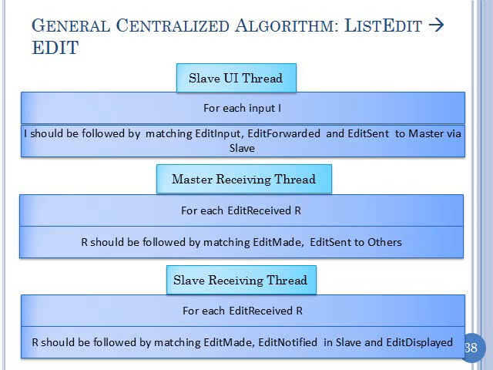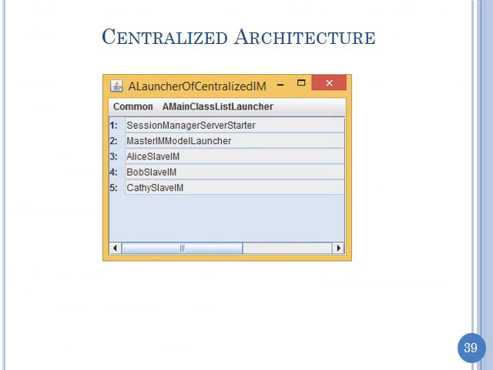Okay? And just to make this all very concrete, in our example, if we have n users collaborating, we had n plus 1 processes before. Now we have n plus 2 processes, because we have a process for the model also.